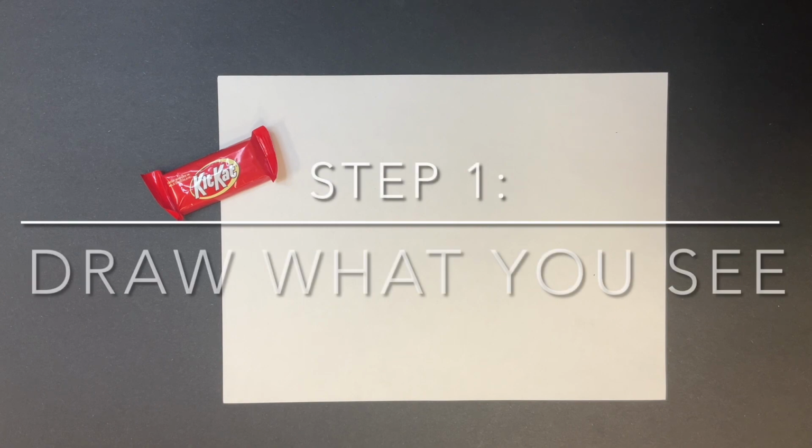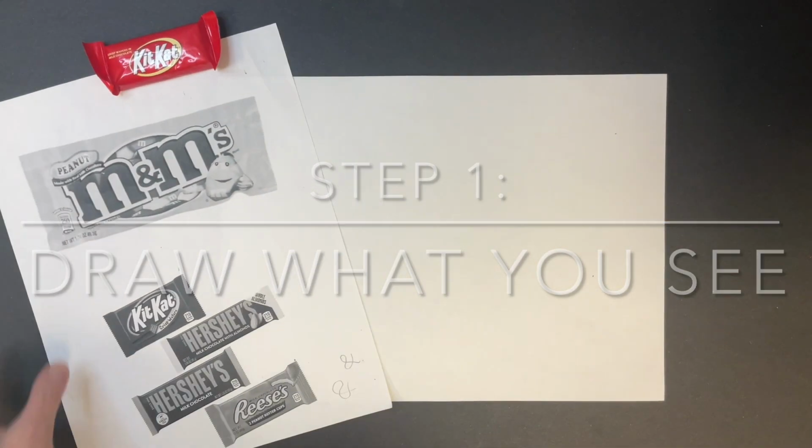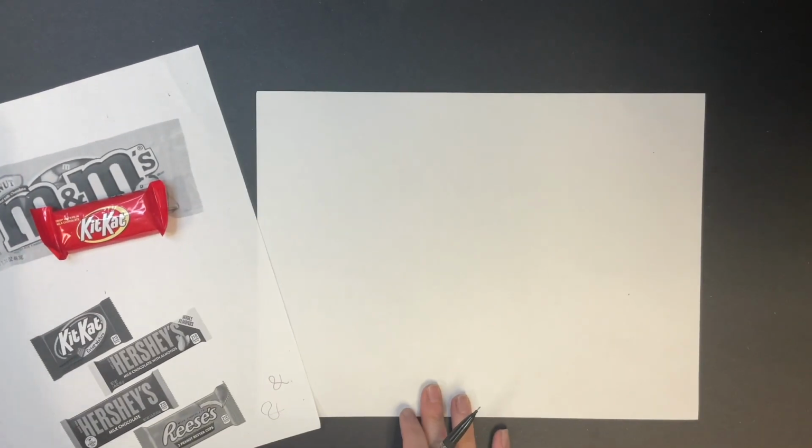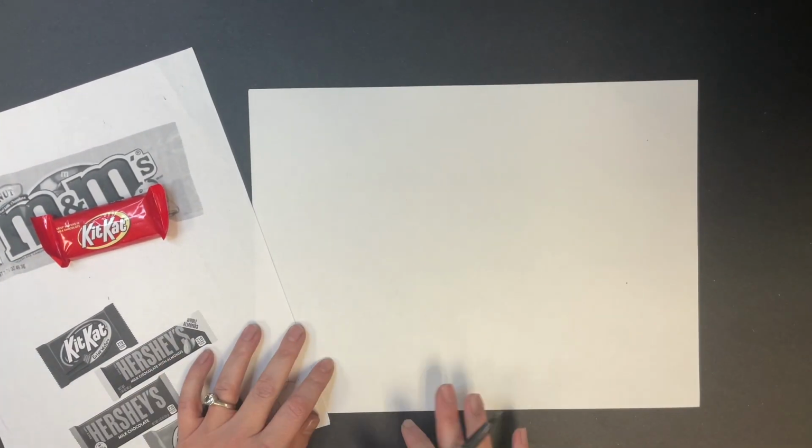Step number 1, draw what you see. For this project, you're going to draw from observation. I'm going to be drawing a Kit Kat like you see here. I'm using an actual Kit Kat, but I also have a photocopy of the wrapper.